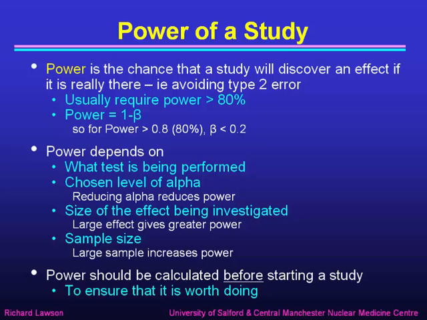But you should calculate the power before you start a study. That's in order to ensure that it's worth doing. If you do the study and you don't have a big enough sample size, you will never detect an effect. If the effect is going to be too small so that you'll never get a big enough sample size to detect it, there's no point in starting the study. That is why in applying for ethics approval you're usually asked to calculate the power of your study to demonstrate that it is worth doing.